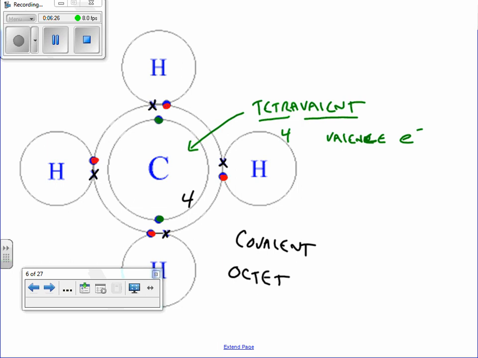So on the outer circle, carbon now has 8, where it originally had 4. So this is a very stable carbon compound now. And hydrogen is happy as well.